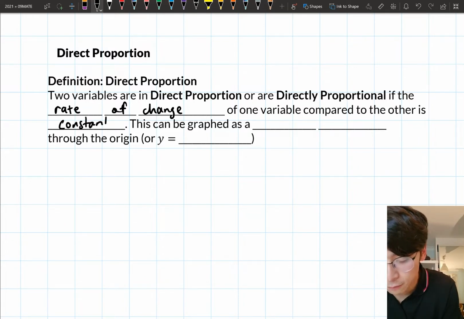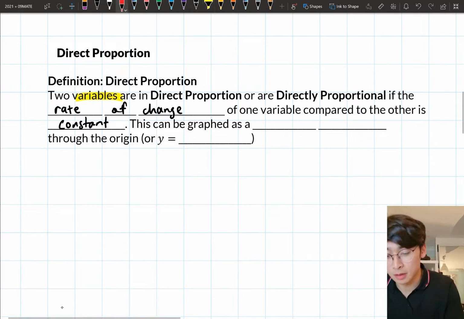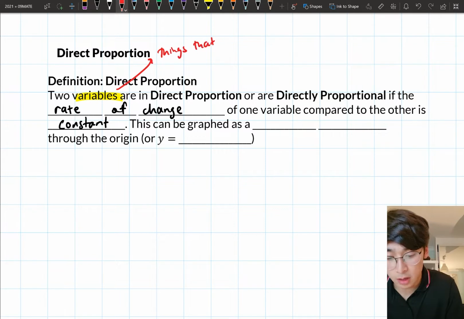Okay, now there's a few words here that we need to talk about so that we can actually understand what this is talking about. The first thing is variables. Now, a variable is a thing that just changes over time. So things that change over time.